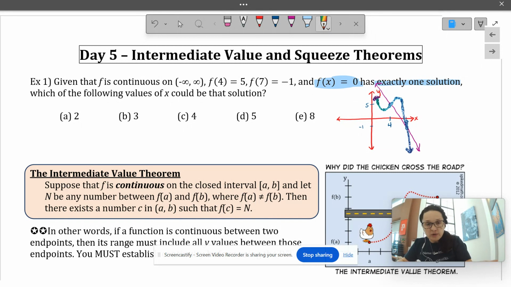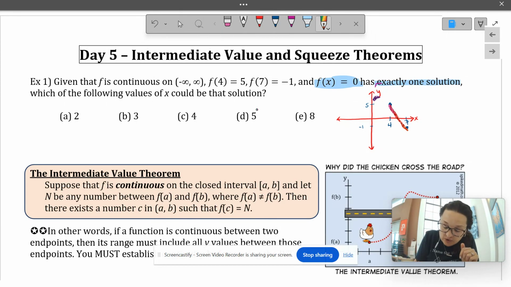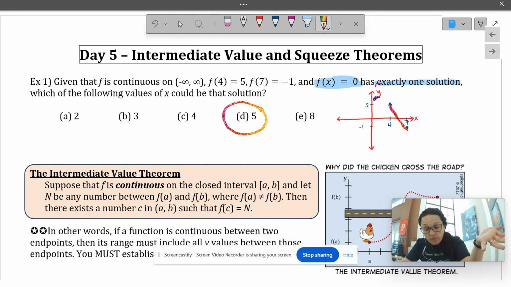Well, what you're going to notice, and you're probably screaming in your head right now, is, wait a minute, it has to cross between 4 and 7. Because no matter what I draw, if I connect one of those dots to the other dot, I'm going to cross the x-axis somewhere between 4 and 7. So the solution for when my function equals 0 would have to be a number between 4 and 7. And the phrasing of this says, given that f is continuous and there's exactly one solution, which of the following could be that solution? And 5 is it?